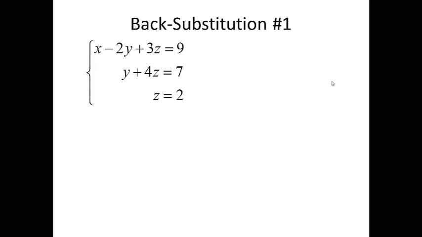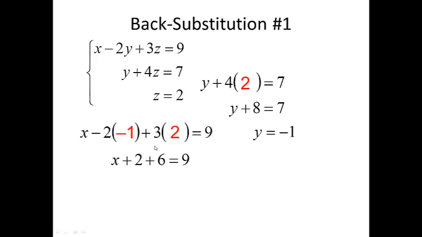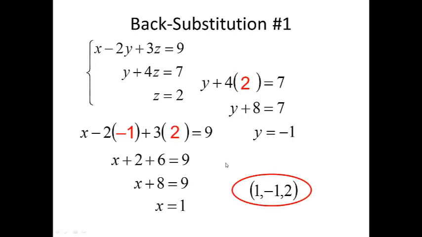Okay, I hope you finished that. So I know that z is 2. Putting the 2 back in here, we get 8. Subtract 8 from both sides. Y is negative 1. Put the negative 1 and the 2 in here, and we get x is equal to 1. So my answer is 1, negative 1, 2.